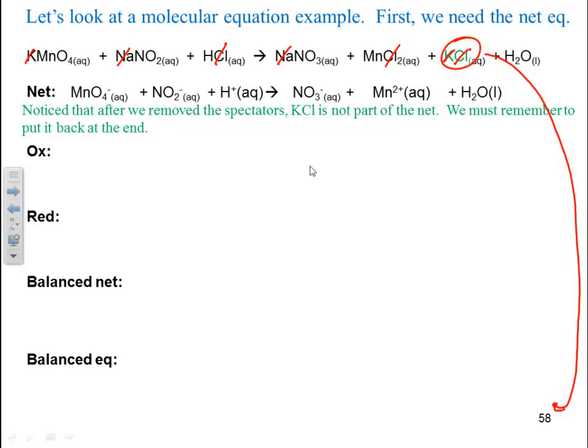So now we're going to figure out what's oxidized and what's reduced. We see that NO2 minus is going to NO3 minus. That's an oxidation. MnO4 minus is going to Mn2 plus. That's a reduction.